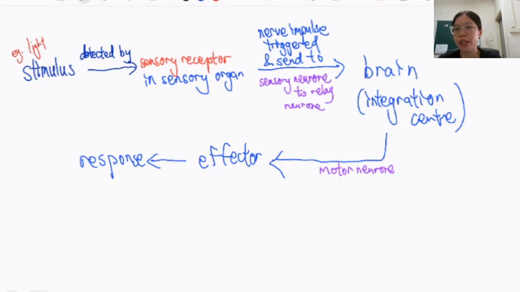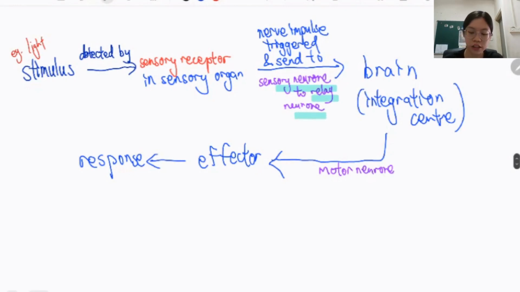When you want to send it to the brain, what do you use to send? Not WhatsApp. It will send through neurons. What are the neurons involved? Normally sensory neuron to relay neuron. Sensory neuron comes first because it is the one that senses it. That's how I memorize the order of the neurons. And then the brain will interpret this impulse, which is called the integration center. And then now they want to produce a response.